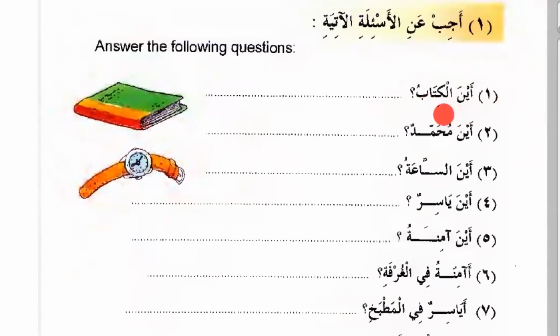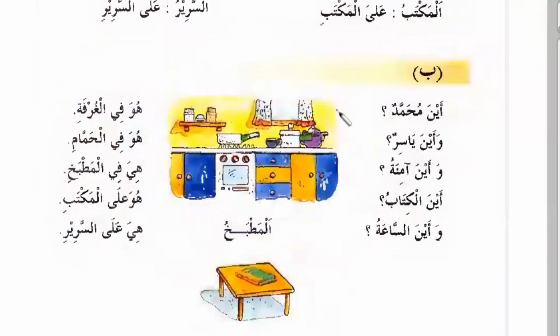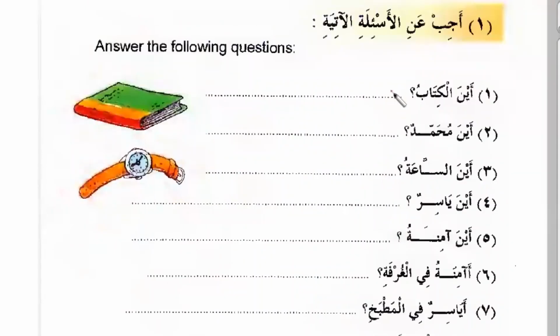Aina al-kitab, where is the book? You read from the dialogue and then you answer, right? So from the dialogue, where was the book? You can see it here: huwa ala al-maktabi. The same question here, so you answer. Please try your hands on it. You are going to answer a few and then we'll leave a few.